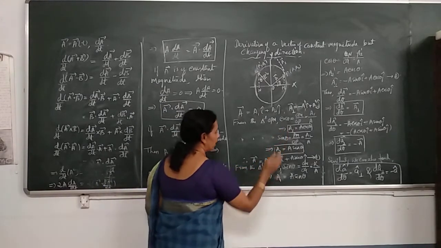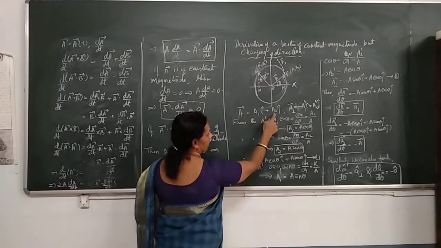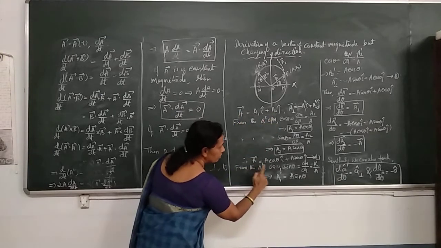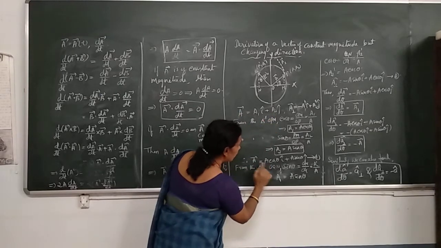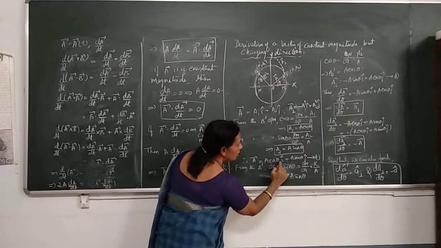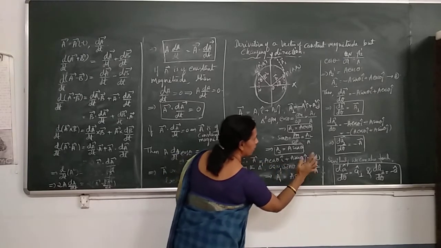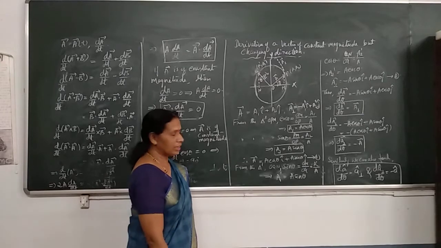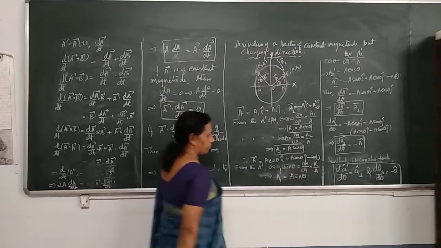Now substitute these values in the expression for A. So you get the vector A equal to A cos theta i cap plus A sin theta j cap. The expression for vector A. Let this be equation 1.